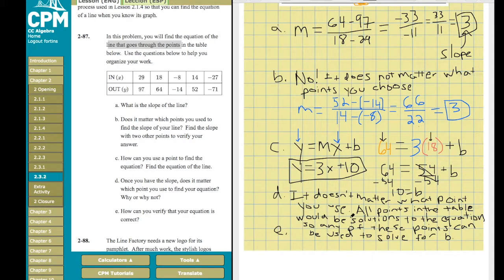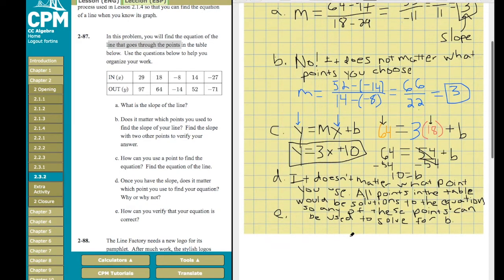And here's my complete answer. It doesn't matter what point you use to get your equation, because all points in the table would be solutions to the equation. Once you add them, they're solutions. So any of these points can be used to solve for b. They should return the same b to you, as long as you're using that 3 for slope and you're using a point on the line.